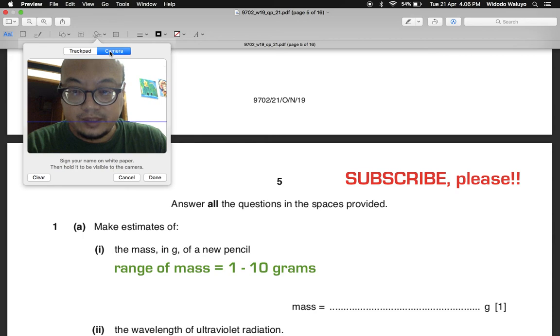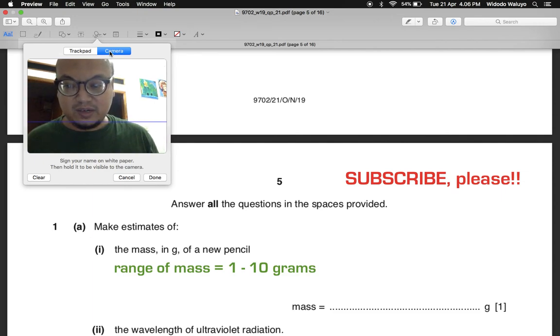Okay, we now start from number one. Make an estimate of the mass in grams of a new pencil. Actually, the mass of a new pencil is around 1 to 10 grams. So if we put a number between 1 and 10 grams, this will be the correct answer.